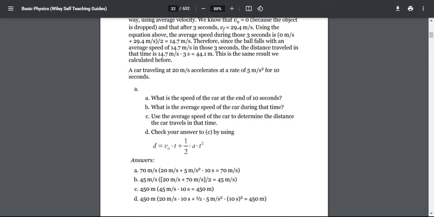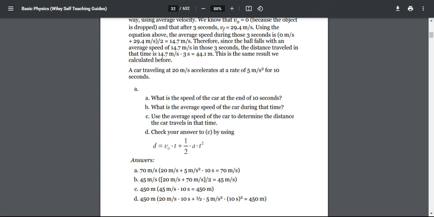So here is a question. A car is traveling at 20 m/s and accelerates at a rate of 5 m/s² for 10 seconds. So what is the speed of the car at the end of 10 seconds?